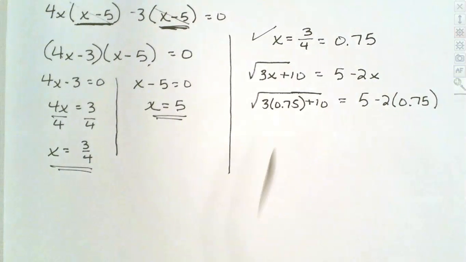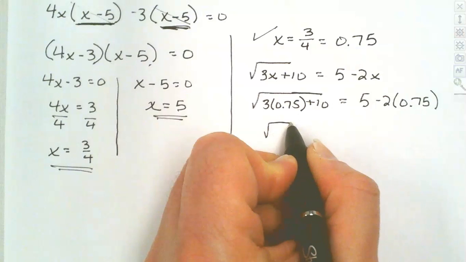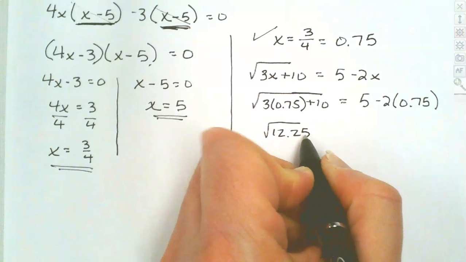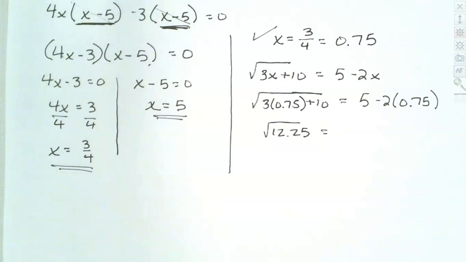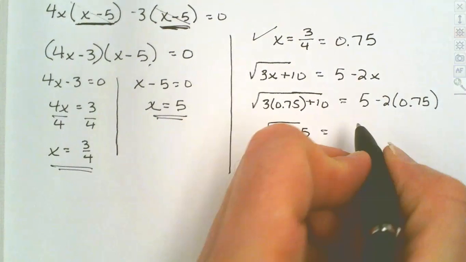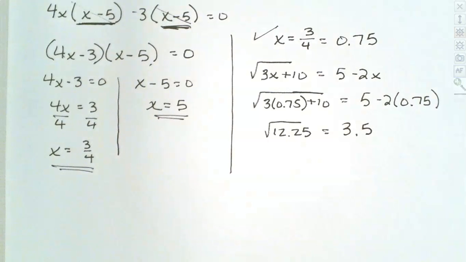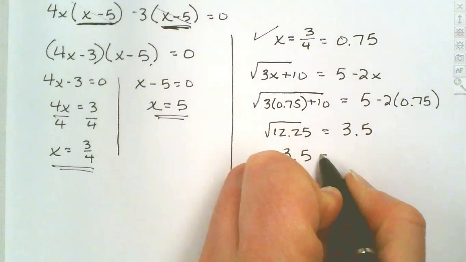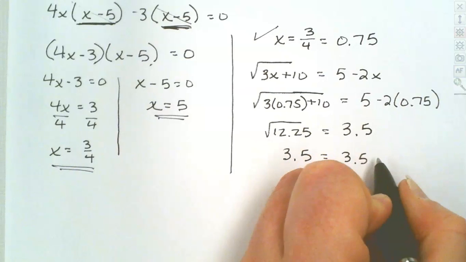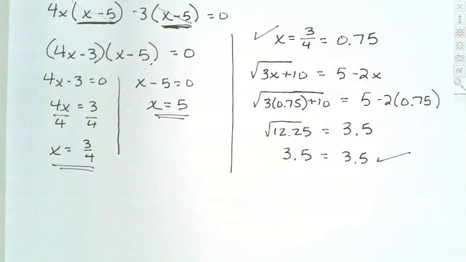Now let's see what we get. We'll do the root first. So we've got 3 times 0.75 plus 10. That gives you the square root of 12.25 on the left. On the right, we have 5 minus 1.5, and that leaves you with a 3.5. And what about the square root of 12.25? Well, that square root comes out to be 3.5. So what do we notice here? We notice those are the same, right?